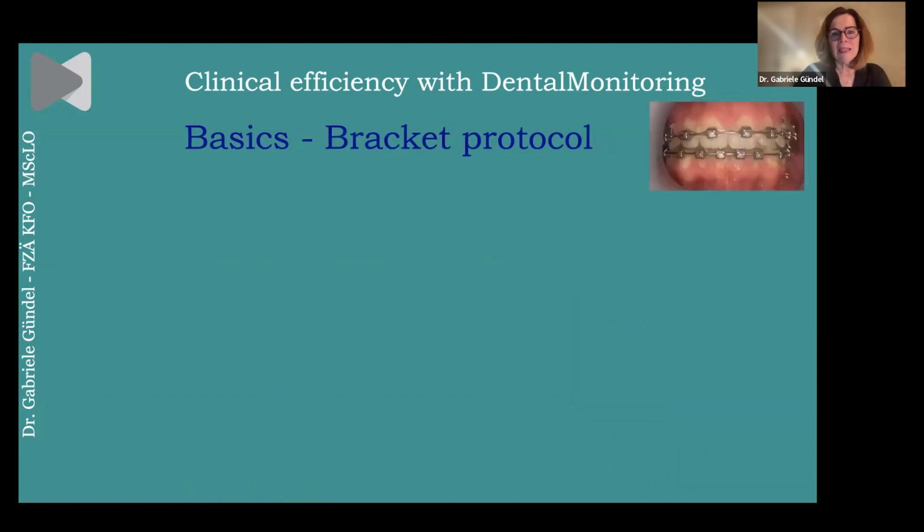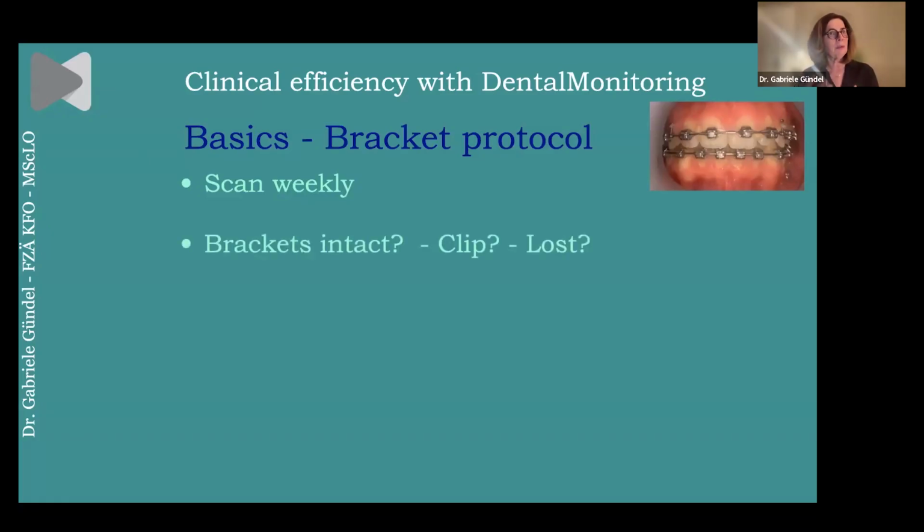My basic bracket protocol is a little bit similar to the Spark protocol. So also my patient is scanning weekly. I would like to know if everything is okay with the appliance. Are the brackets intact? I have the Damon brackets, so they have a clip. And it is very, very important to control if the clips are open.